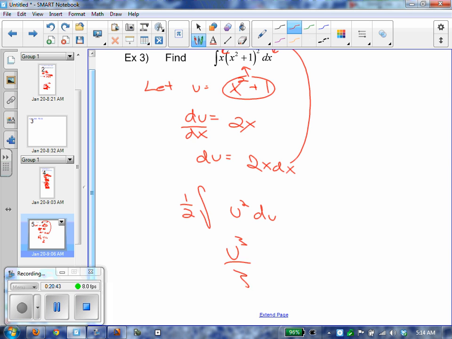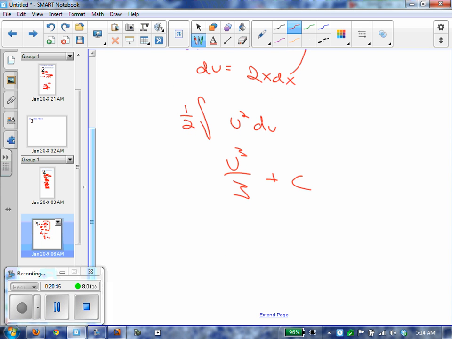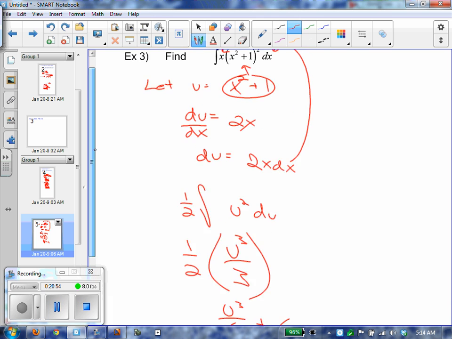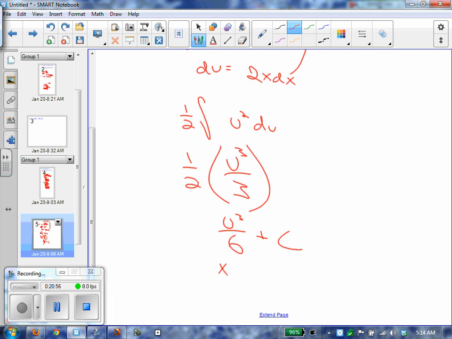Yep. Plus c. Well, let's do that in a second. This is times 1/2, so I'm going to get u cubed over 6 plus c. But it wasn't a u. It was x squared plus 1. So this is x squared plus 1 cubed over 6 plus c. So much more complicated the things that we can do, but they're really not that bad when you make this substitution.